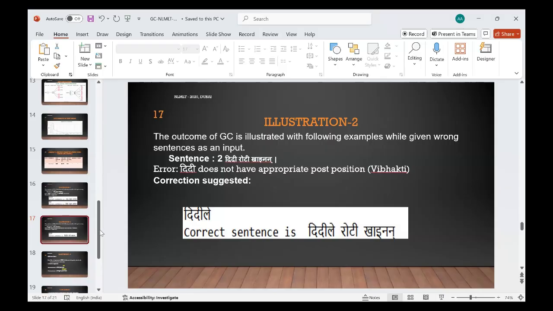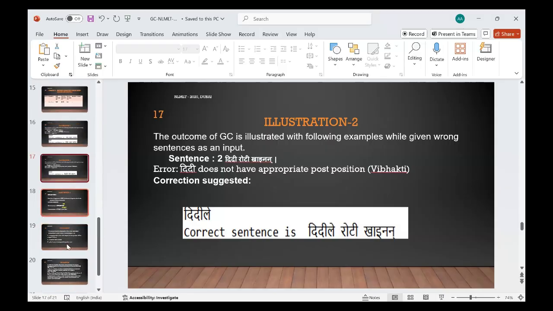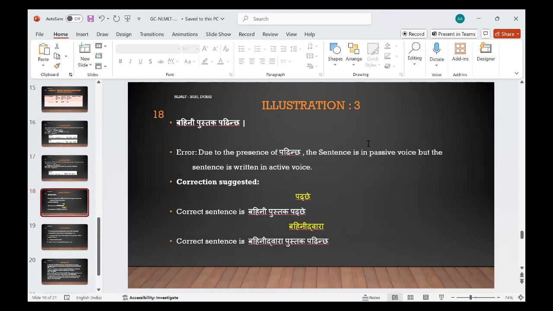If you look at one more example, Bahini Pustak Patincha means sister is reading the book. Due to the presence of Patincha, the sentence is in passive voice, but the sentence is written in active voice. So there is an error in the voice. The correct suggestion is padche instead of the last verb. The verb is Patincha, meaning studying. So instead of Patincha, it has to be padche. The verb has to be changed in this way.